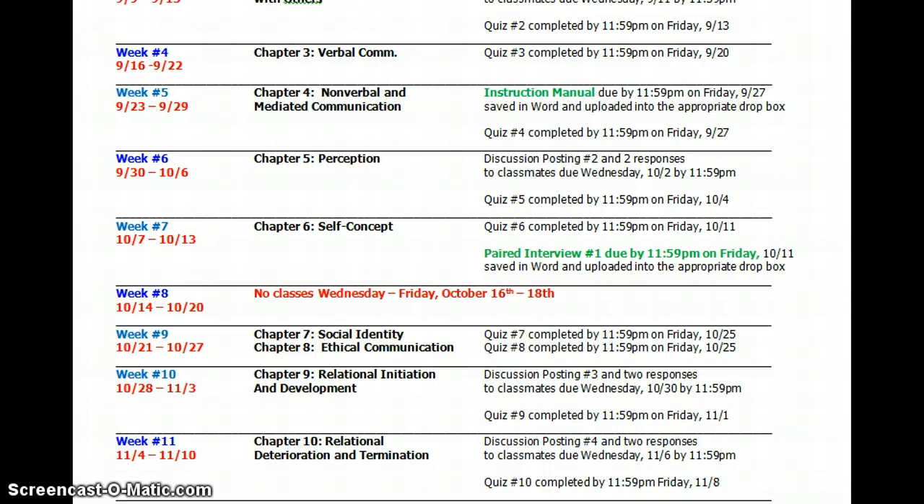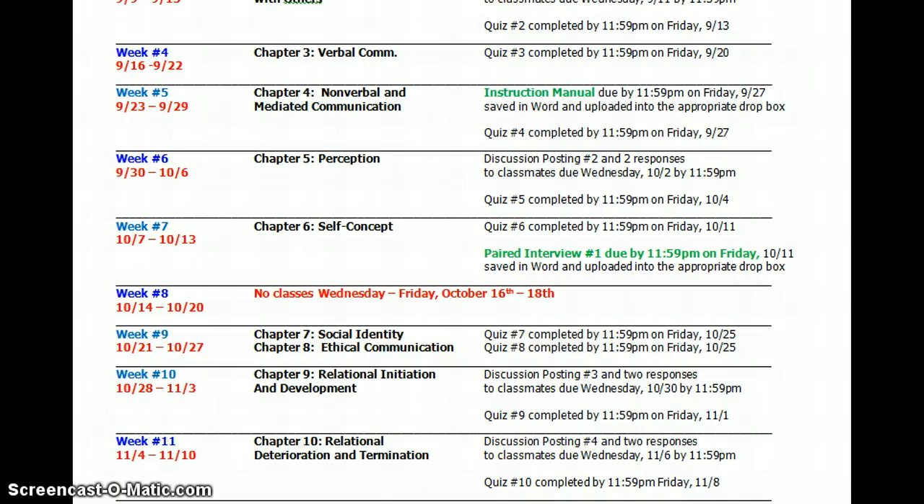So pretty simple week as far as we're only looking at one actual assignment, quiz number 3. But I do want you to get a start on the instruction manual, which is due next week on Friday, September 27th. The reason that I'd like you to get a jump on it is because it does take a little bit of time. There are multiple sections to the paper, and it is the first paper that you're writing in class. So sometimes students will tell me that it takes a little bit longer to figure out exactly what they're doing. So I do want to talk about that today.